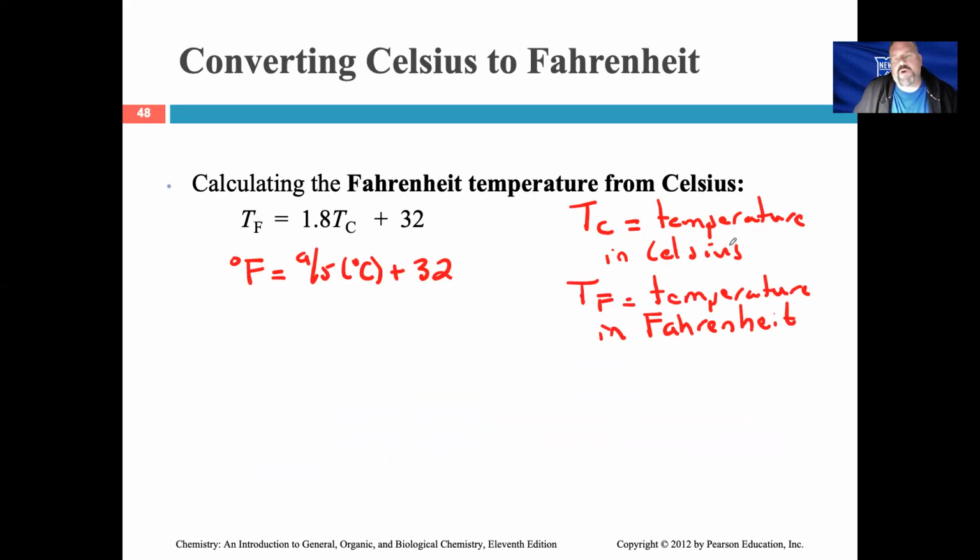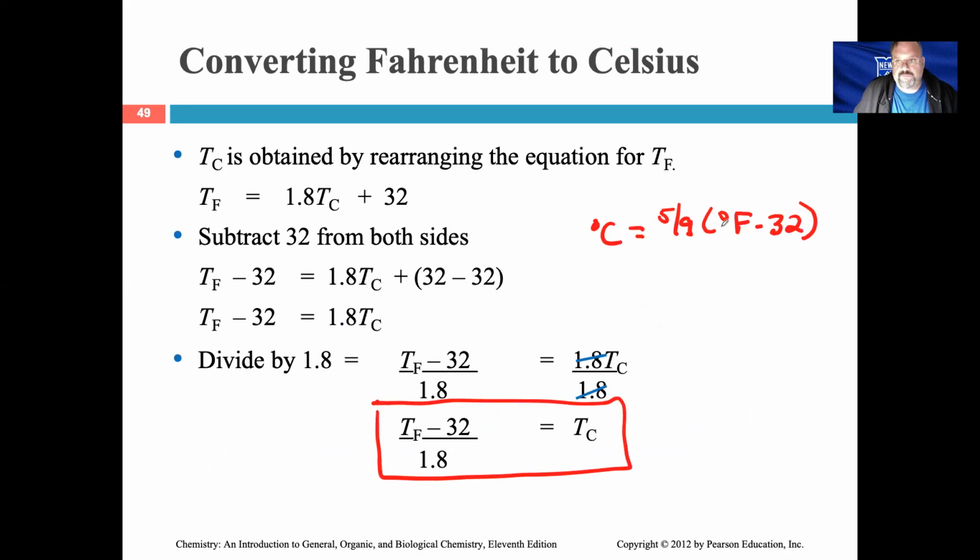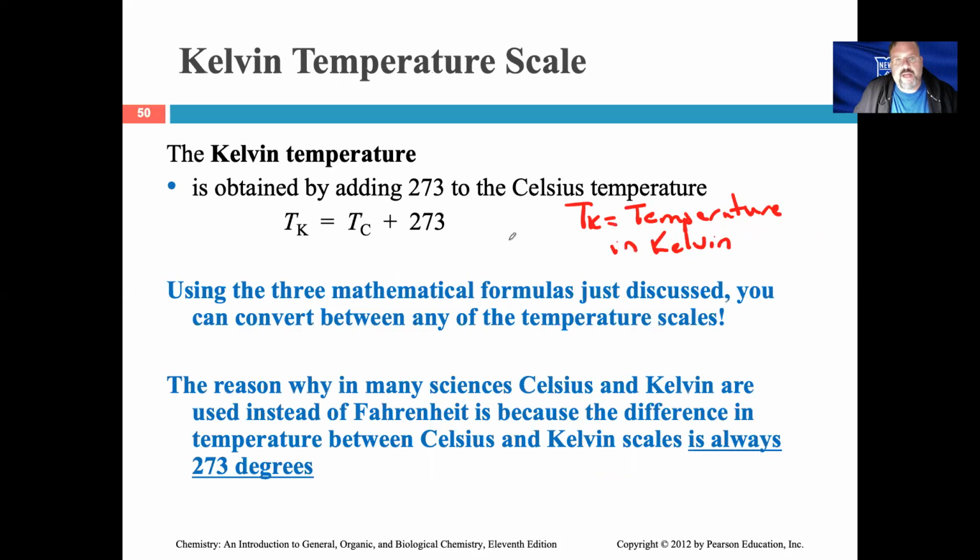Well, instead of going directly from Fahrenheit to Kelvin, you can go from Fahrenheit to Celsius first. You take the Fahrenheit temperature, convert that to Celsius first, and then you can take the Celsius temperature and convert that into Kelvin. So using the three mathematical formulas just discussed, you can convert between any of the temperature scales.